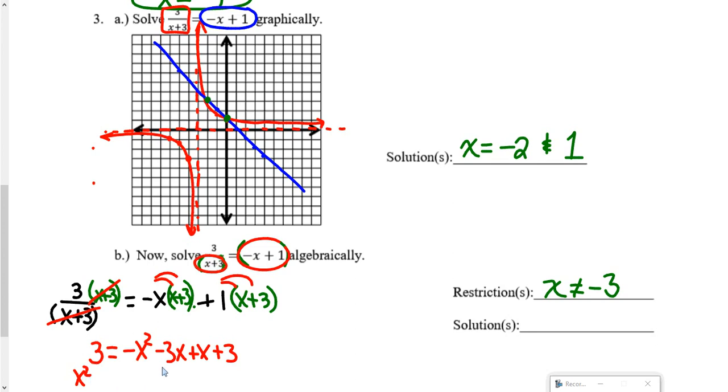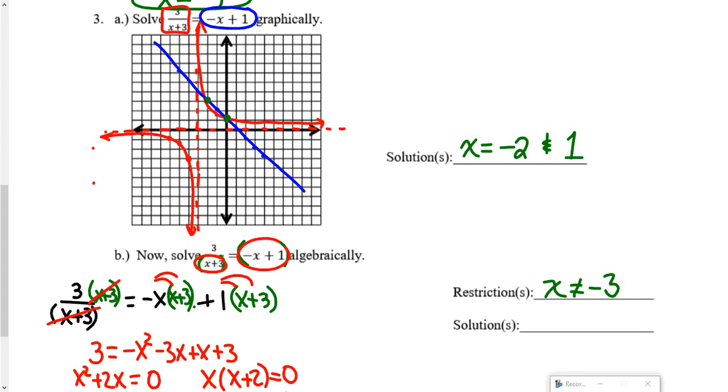So I have x squared. Here I had negative 2x, so when I move it over to the right, it will be positive 2x. And then when I move the 3 over, it will reduce out with the other 3. So I have x squared plus 2x equals 0. So x is my GCF. If I factor that out, I will have x plus 2 as my other factor.